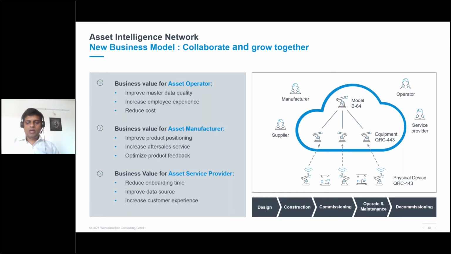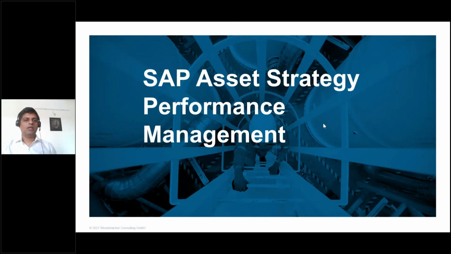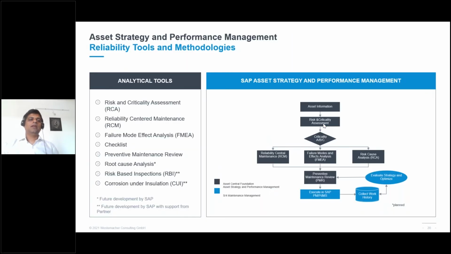So let's jump on to the next cloud capability, which is Asset Strategy and Performance Management. This is another cloud capability SAP has introduced, and the basic use case for this one is that it helps us to assess asset performance and improve your maintenance strategy. So this comes with the standard reliability methodologies.